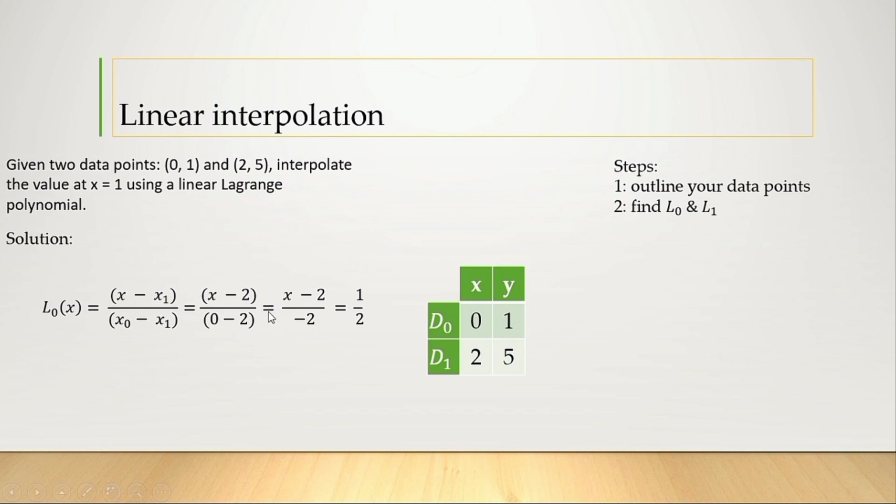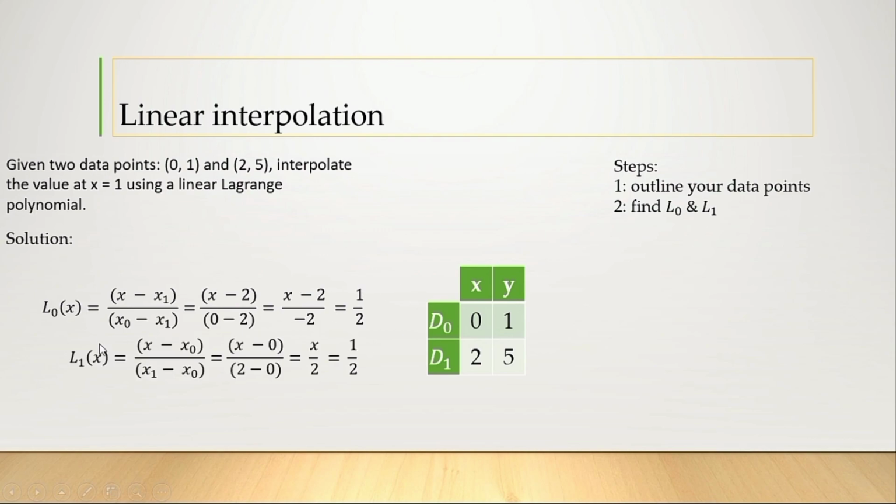And then we're going to simplify this equation and say x minus 2 divided by negative 2 is equal to that value. But because our x value is equal to 1, if we substitute 1 where x is, we're going to have 1 minus 2, which is negative 1. And negative 1 divided by negative 2 is essentially 1 divided by 2. Hope you see where this is coming from.